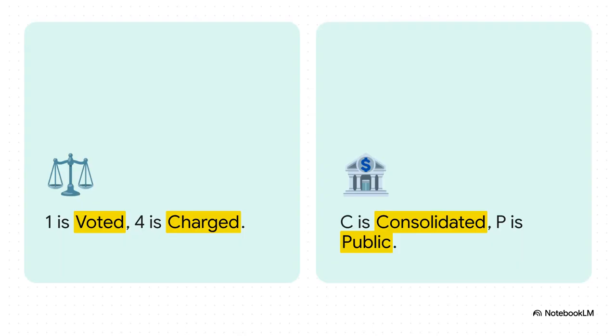Now, you really need to pay special attention to these strict opposites when you're checking the fund code. This is exactly where examiners absolutely love to trap you. Confusing a voted 1 with a charged 4 or a consolidated C with a public account P is a super common exam pitfall, so lock these comparisons into your brain right now. 1 is voted, 4 is charged. C is consolidated, P is public.